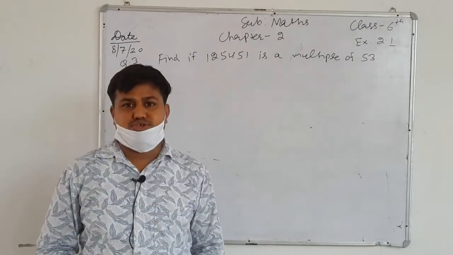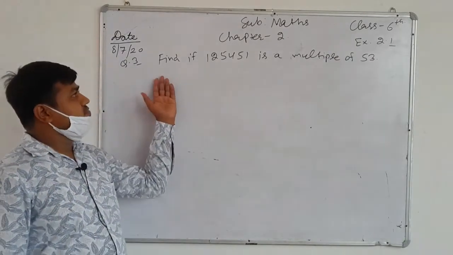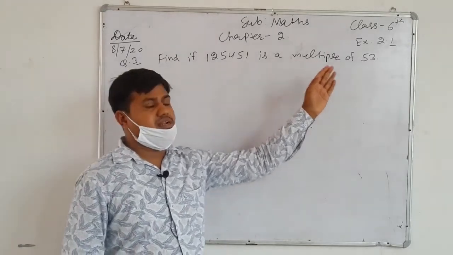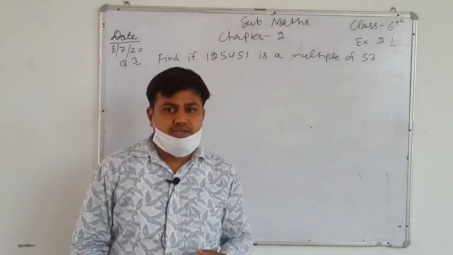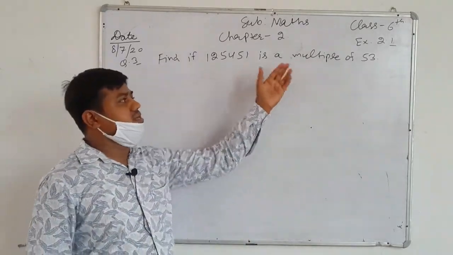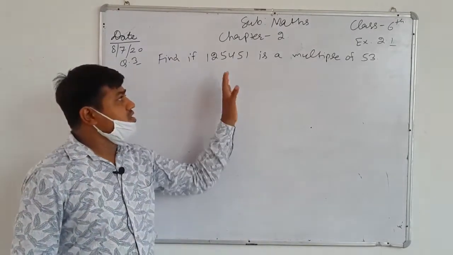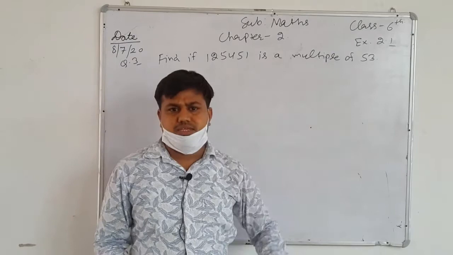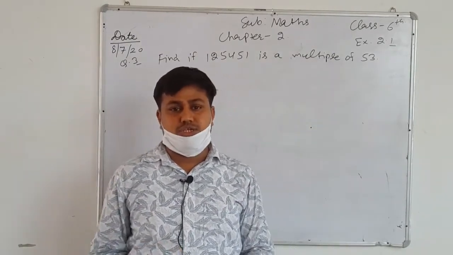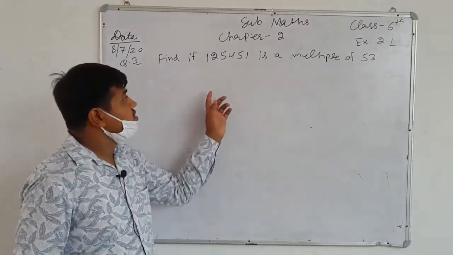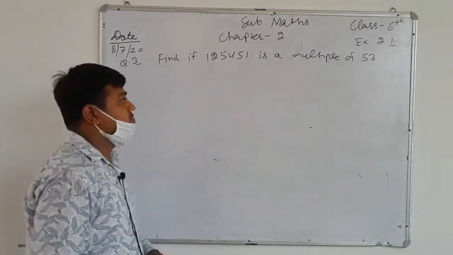Now we will discuss question number 3. Find if 125451 is a multiple of 53. So we have to check whether this number is a multiple of 53 or not. What we do is divide this number by 53. If the remainder is 0, it means 125451 is a multiple of 53.